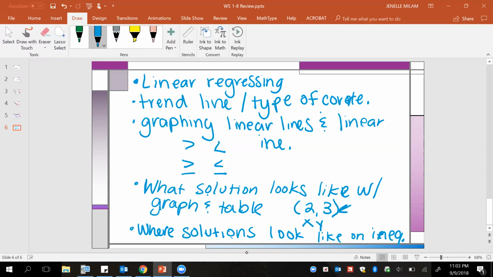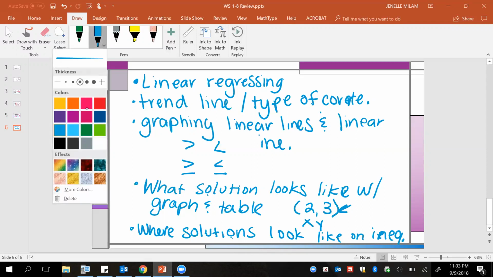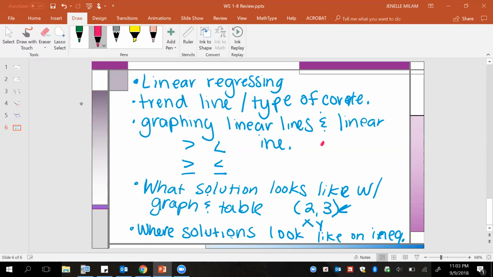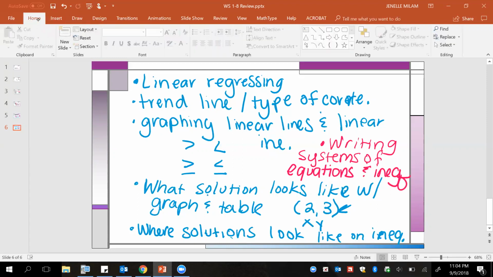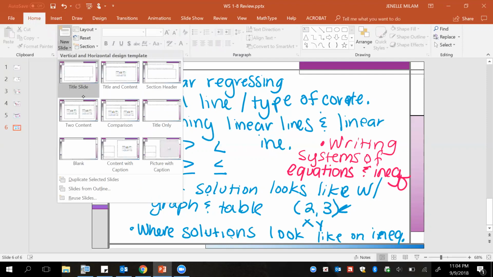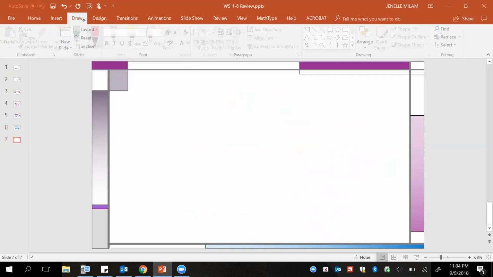Oh, and then the last thing is, and this is the most important, so I'm going to actually put this in a different color. This is what a lot of y'all, when I graded, struggled the most with. So writing systems of equations and inequalities. Okay, make sure you know that whole at least or at most. In fact, let me go ahead and add another slide here so that we can talk about that.